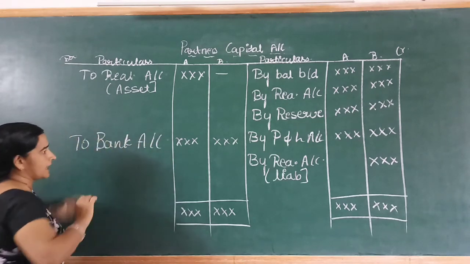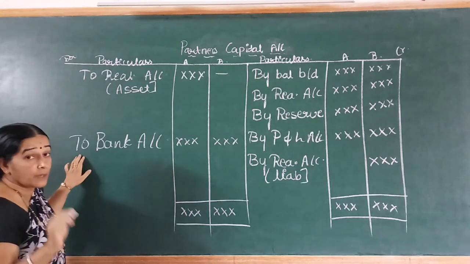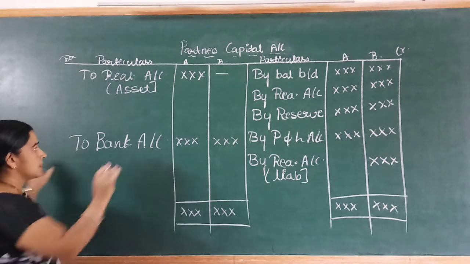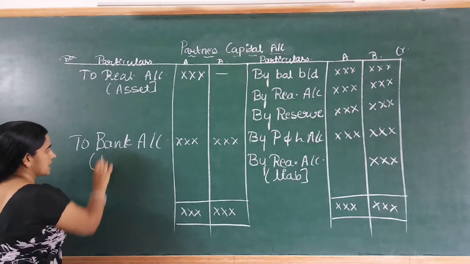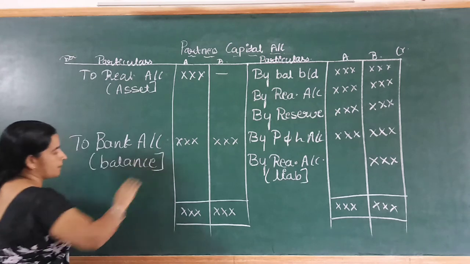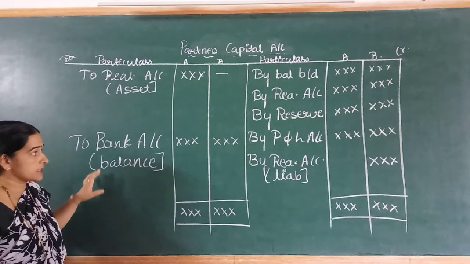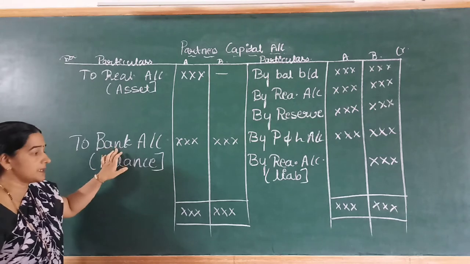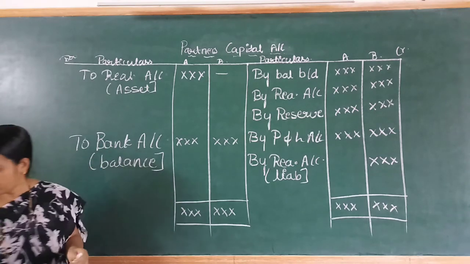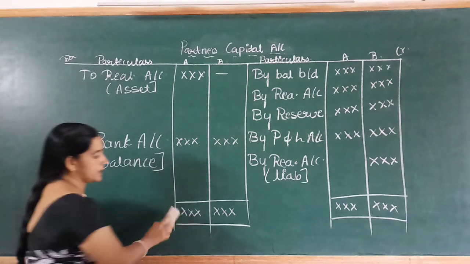So here the balance will not be brought down because the business of the firm will be closed. So bank account, and what is this actually? This is the final balance what has to be paid to the partner. So what is the entry for the payment of final balance? That is to bank account. So this is the way to prepare the partner's capital account.